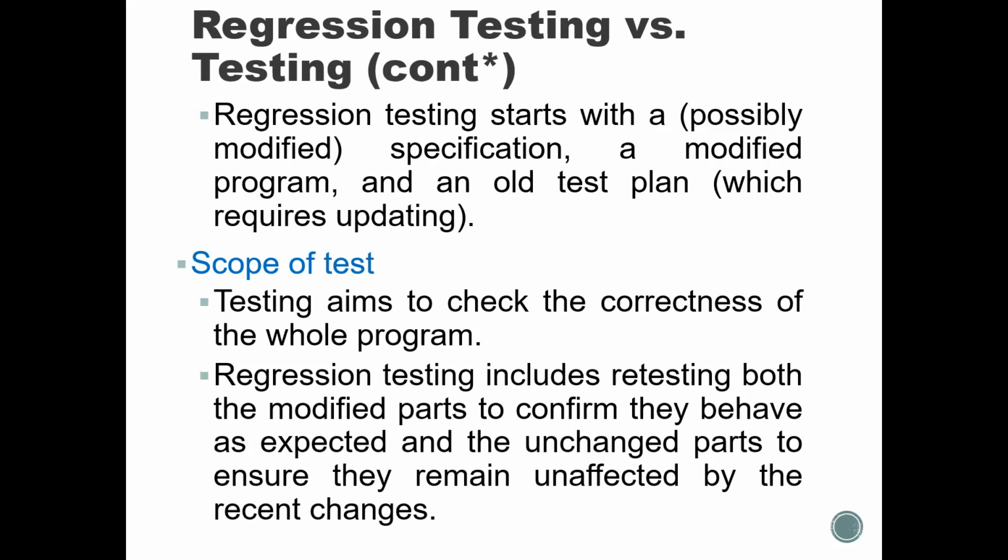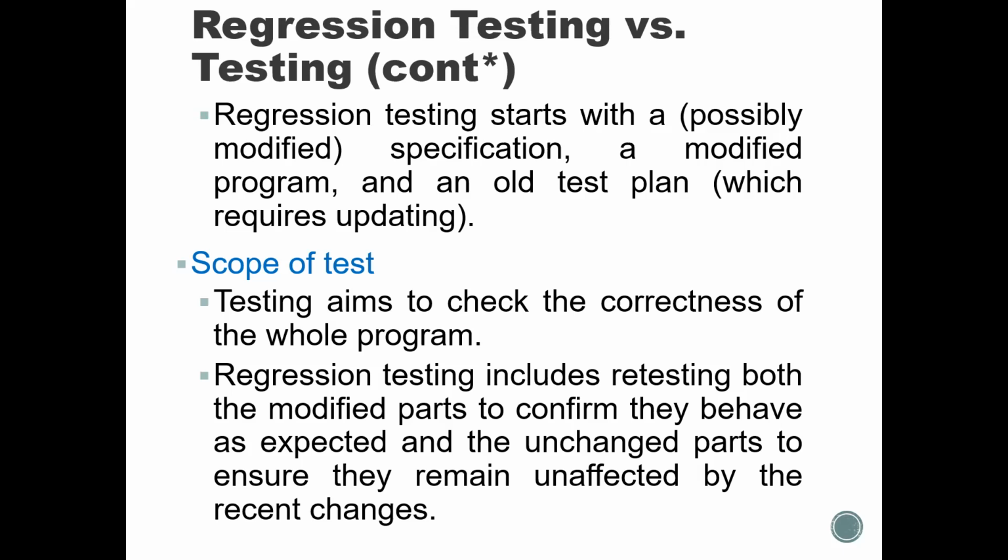Then the second thing is the scope of the test. This testing actually aims to check the correctness of the whole program, because testing is normally done once the software or the program is completely ready. On the other hand, regression testing includes retesting both the modified parts, to confirm that they are doing what they have been developed to do, and the unchanged parts, to ensure that they remain unaffected by the recent changes.